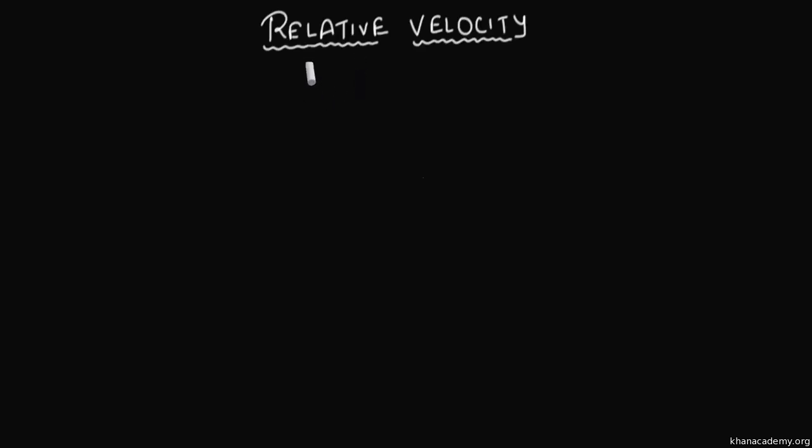In this video, we're going to talk about something called relative velocity. This just tells us that the velocity that you measure for any object really depends upon the point of view. Let's try to understand this with an example.